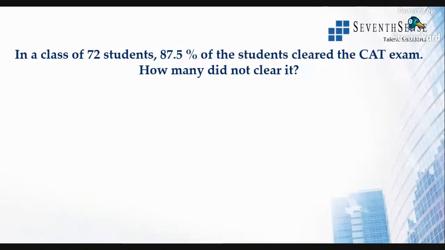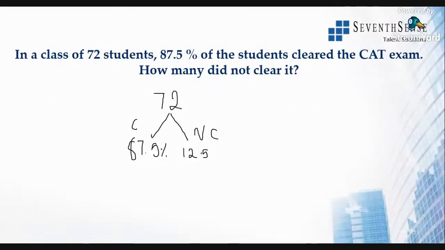What is the question they have asked? 72 students were there, 87.5% cleared. Sorry, 87.5% did not clear. Oh, sorry, they have cleared. So not cleared is the remaining 12.5%, right? They're asking how many did not clear. They're asking the number. So just find out 12.5% of 72.